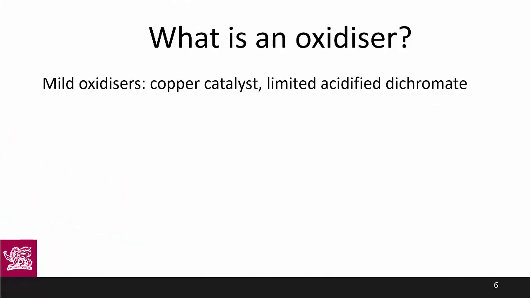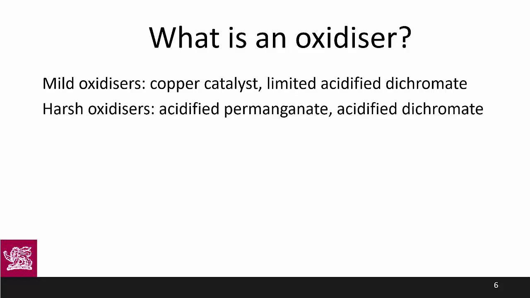There are mild oxidizers that we need to understand in our course. Those are a copper catalyst and limited acidified dichromate. Harsher oxidizers are when we have acidified permanganate or excess acidified dichromate. You can see here that we haven't limited the amount of dichromate to make this harsh oxidizer reaction.